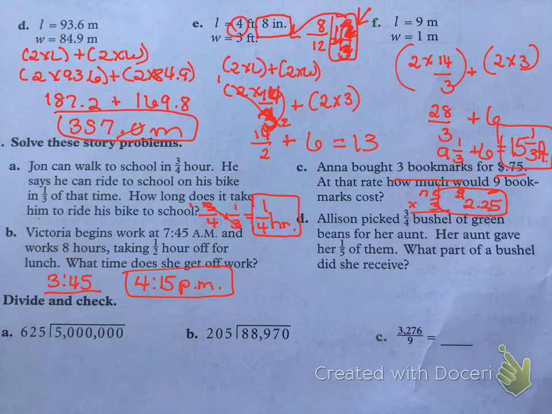All right, and D. Allison picked 3/4 of a bushel of green beans for her aunt. Her aunt gave her 1/5 of them. What part of the bushel did she receive? Okay, so 3/4, and her aunt gave her 1/5 of those 3/4. Remember, of means to multiply. There's nothing I can cancel here, so I'm going to get 3/20. 3/20 of the bushel is what her aunt gave her.